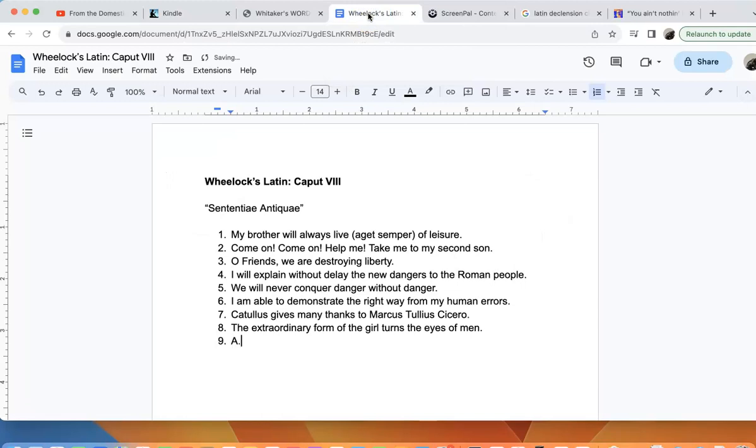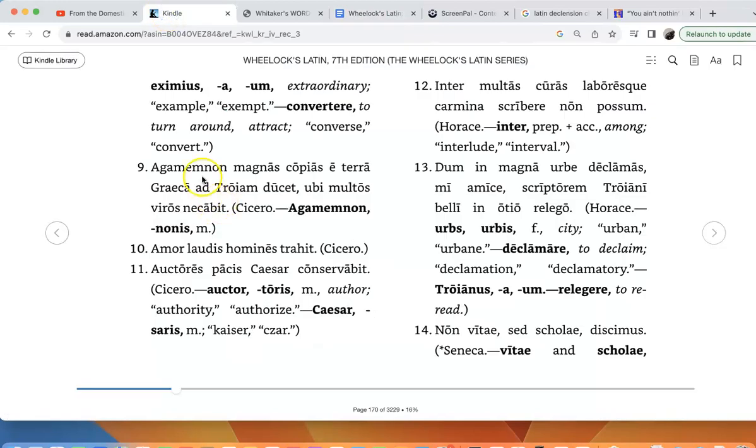And I'm just going to keep it shorthand. So Agamemnon will lead many troops from, we could just say Greece, to Troy, where he will kill many men. I think I got that right. So Agamemnon will lead many troops from Greece to Troy, where he will kill.